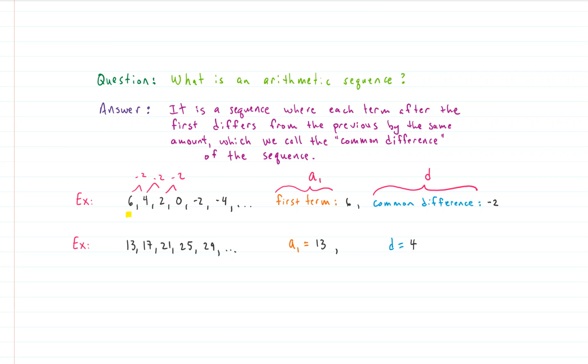So our next example here, 13, if we try to find the common difference, 13 and 17, that's 4. 17 and 21, that's 4. 21 and 25, that's 4. So you have your first term, and then you've got a common difference. And that common difference tells you all of the rest of the terms after the first term.